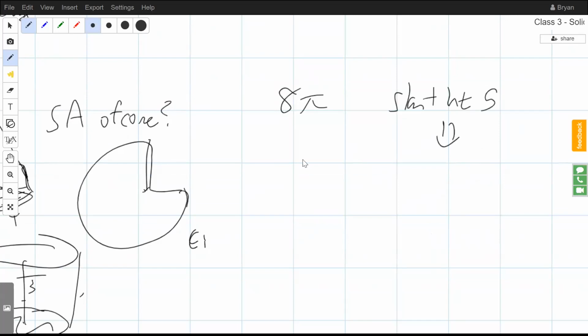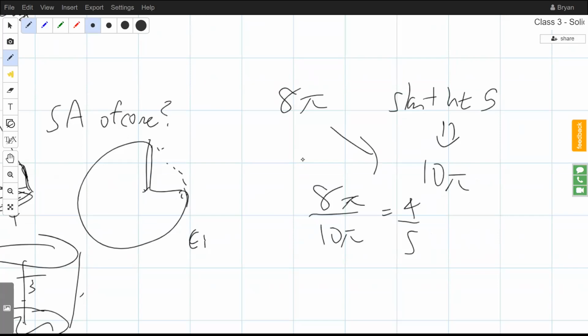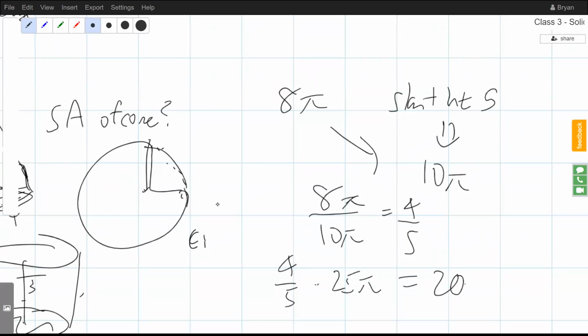So that means the circumference of this whole circle that we mentioned here is going to be 10 pi. So the ratio of the base to the circumference is going to be 4/5. And this means that the lateral surface area is going to be 4/5 of what it would be if it was a complete circle, which would be 25 pi. So total surface area would be 20 plus 16, which is 36 pi.